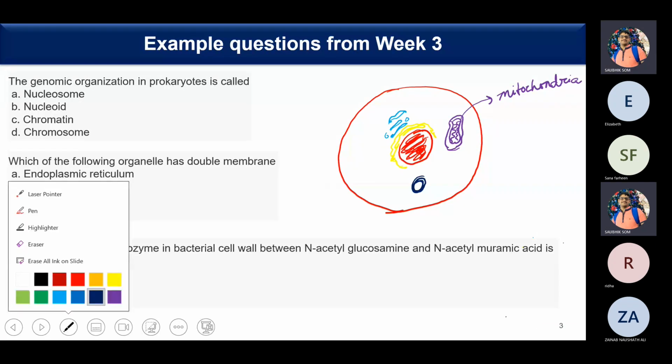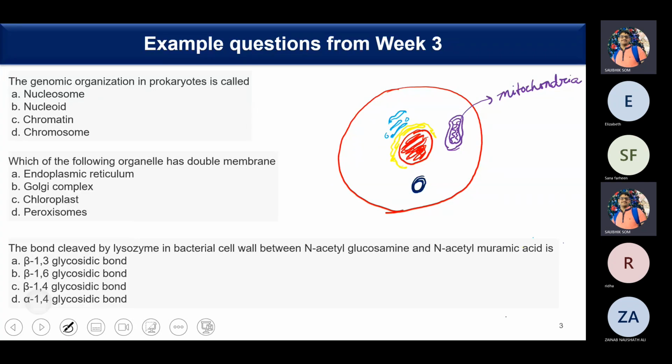There will be peroxisomes, and then there will be lysosomes, correct? So there will be this vacuole-like lysosomes, vacuolar lysosomes. And in the case of a plant, instead of mitochondria, there will be chloroplast.